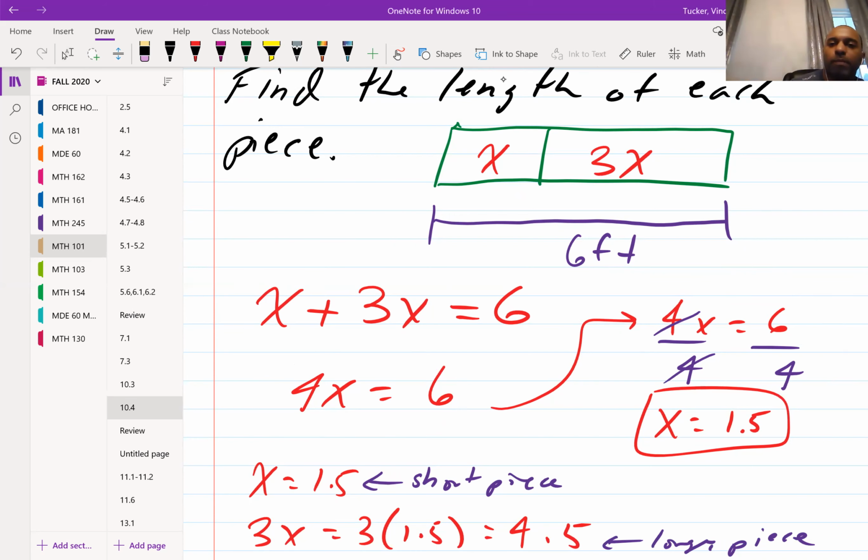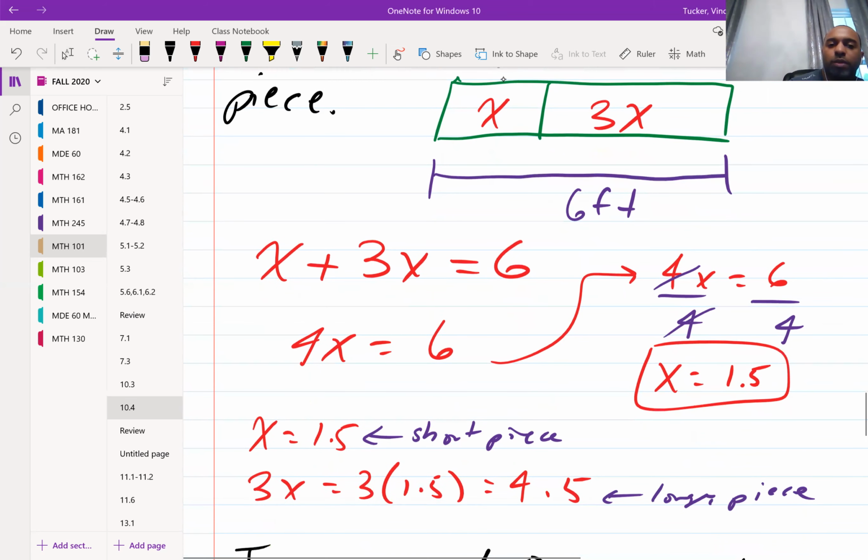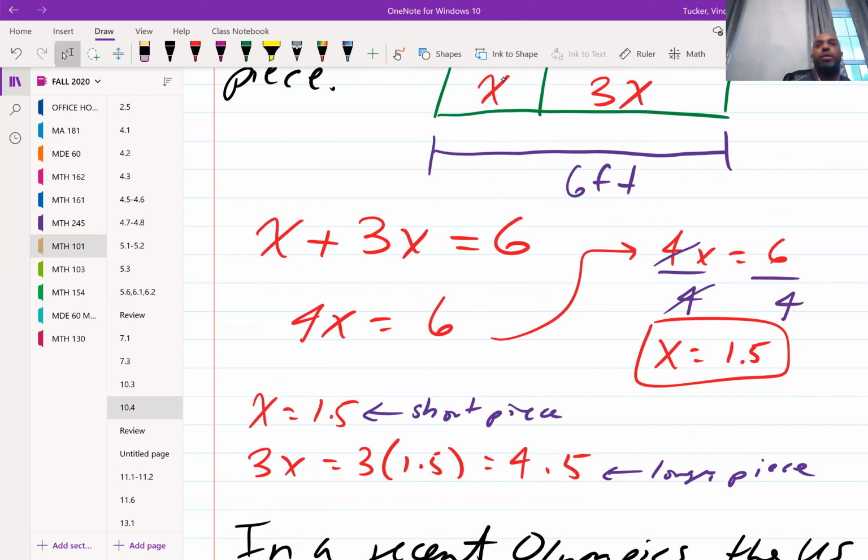So we go back to our relationship. The short piece is X, so that's 1.5. And then 3 times 1.5 is the longer piece, so that's 4.5. And remember, they both should add up to give us 6 as well. So 1.5 plus the 4.5 gives us 6.